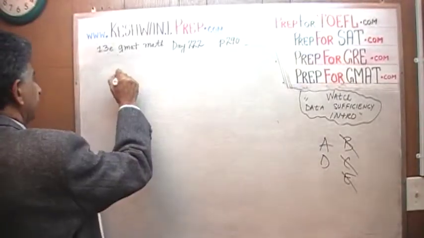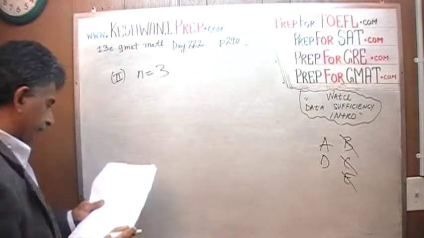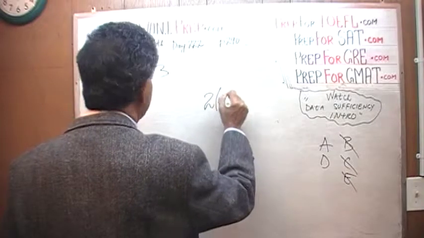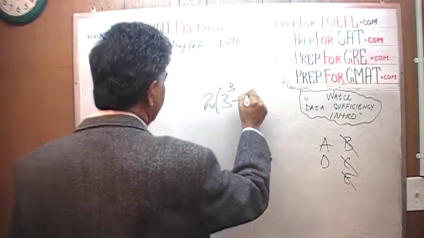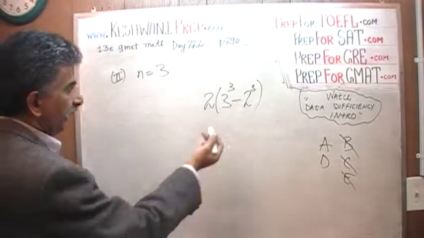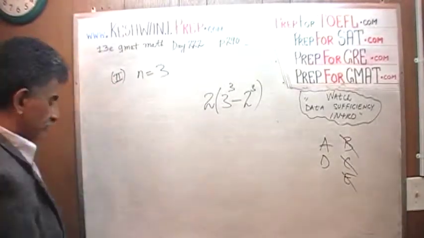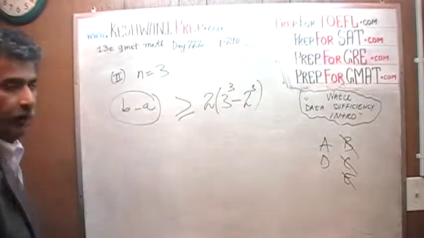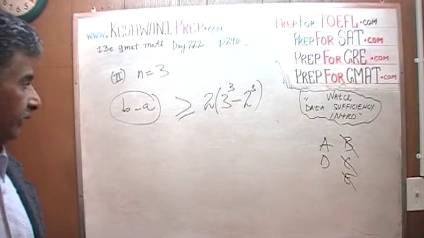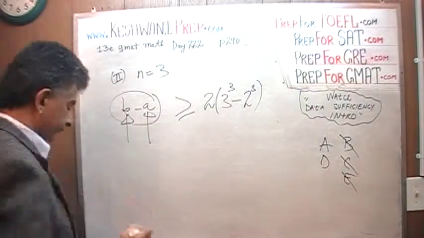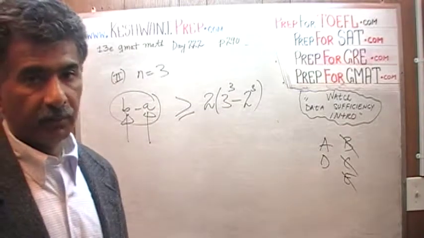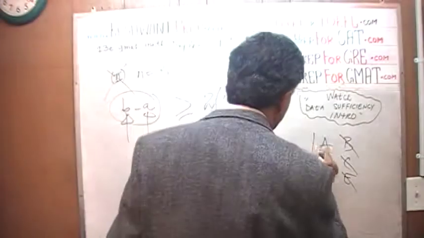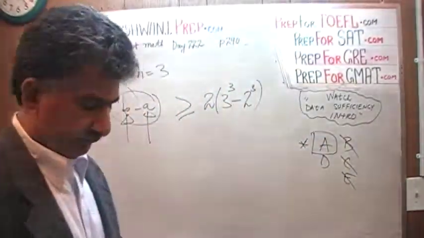In the second statement, they tell us that n is equal to 3. Well, n is equal to 3 is going to allow us to figure out this value, 2 times 3 raised to 3 minus 2 raised to 3. This we can very easily figure out: 27 minus 8, times 2. The question is, is this quantity less than or equal to b minus a? But we have no values of b and a from there. It gives us the value of n, but it doesn't give us the values of b and a. Therefore, the second statement is not sufficient. Therefore, the answer is A.